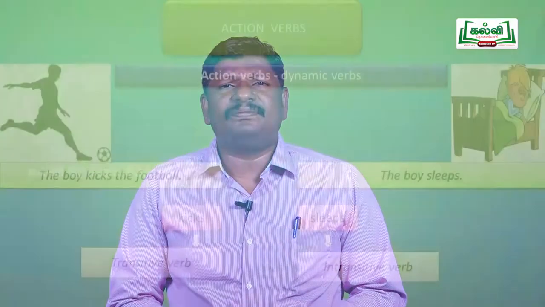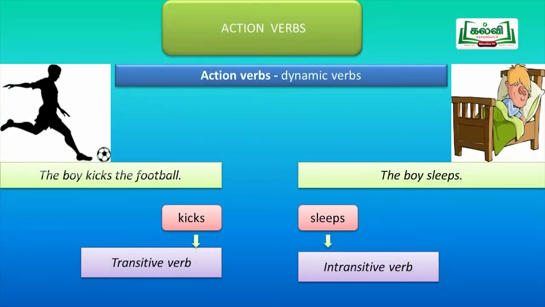Just look at the definition of the action verb. Action verbs are dynamic verbs that express an action, whether it is physical or mental. Look at the picture on your left side. The boy kicks the football. Here, the verb is kicks, and it takes an object, football, to make the sentence complete. So, it is called a transitive verb.